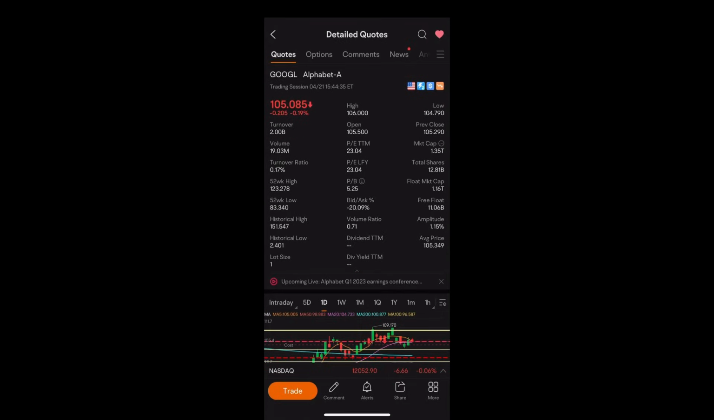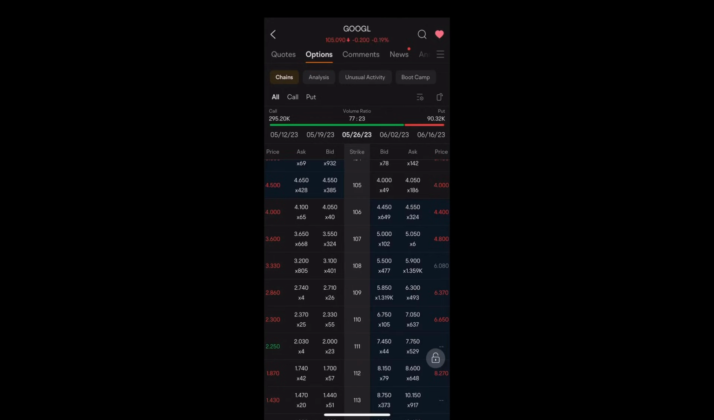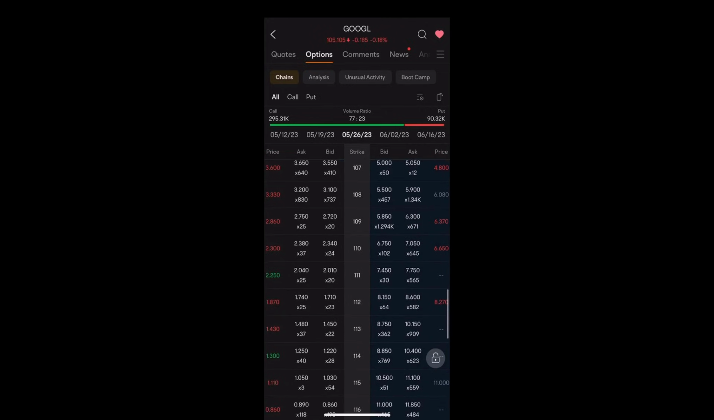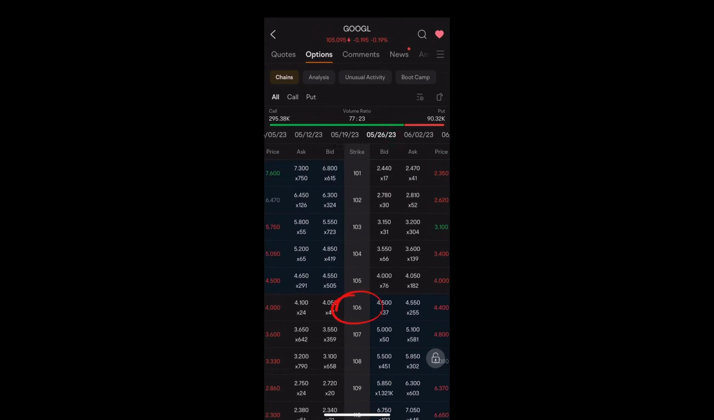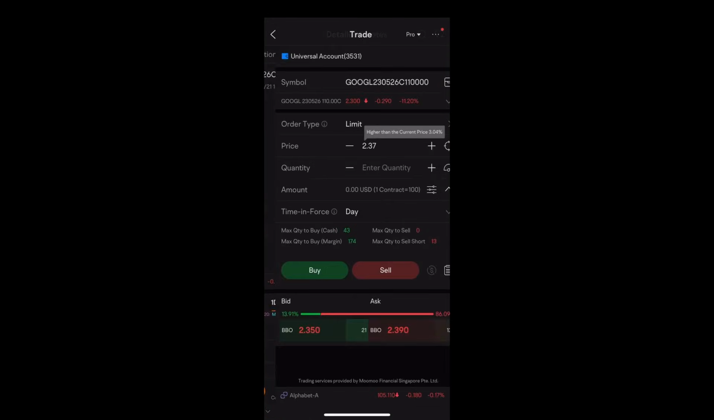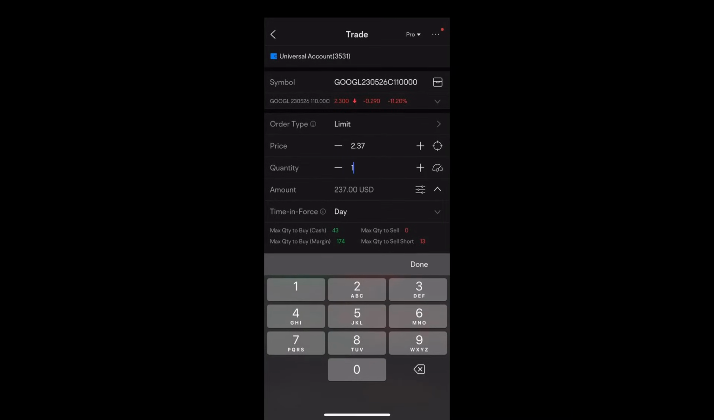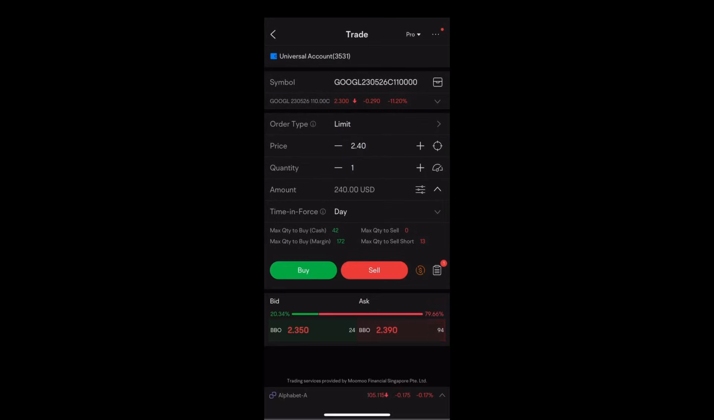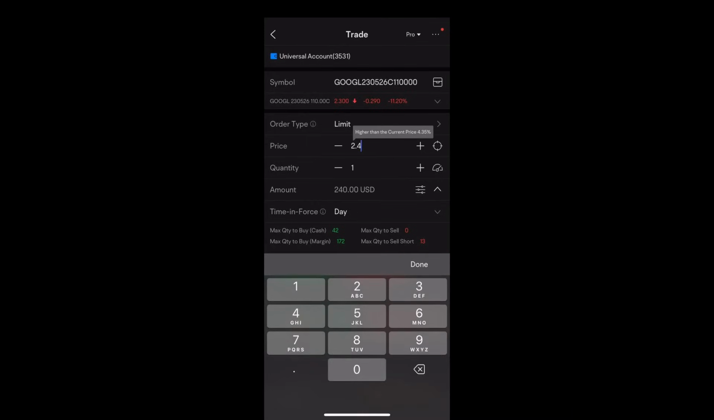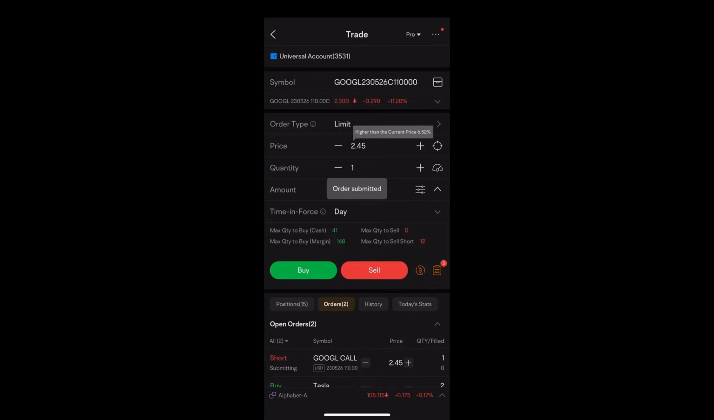Now moving over to how to sell an option. So I went to Google's option page, selected the date that I want, which is 26 May, scrolled to my desired strike price, which is 110, clicked on it, clicked trade, then I entered the amount that I wish to sell the contract for. In this case, it was 245. Click sell, click confirm, and my order was submitted. Just to share, I later on revised the price so as to get my order filled.